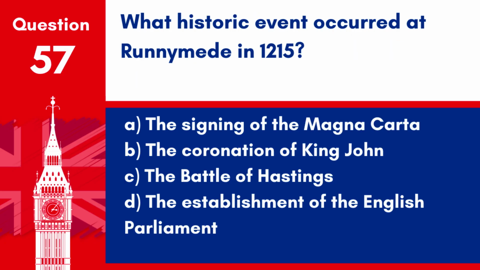Question 57. What historic event occurred at Runnymede in 1215? A. The signing of the Magna Carta. B. The coronation of King John. C. The Battle of Hastings. D. The establishment of the English Parliament.